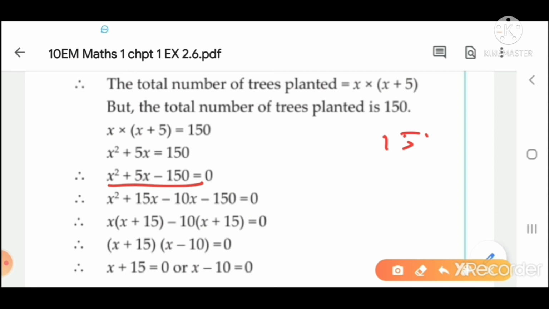Now you have to find out the factors. Two numbers such that when you subtract them, you get 5. So what are the two numbers? That is 15 and 10. 15 minus 10 becomes what? 5. And it should be plus, so therefore this will be plus and this will be minus. Right? So it is written here: plus 15x minus 10x. Correct?